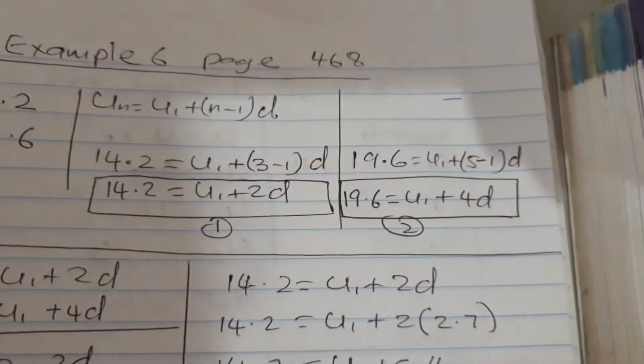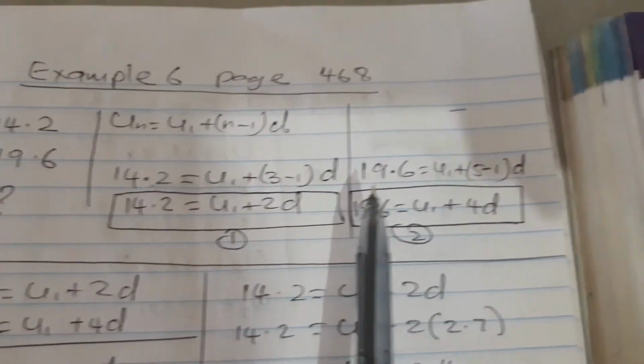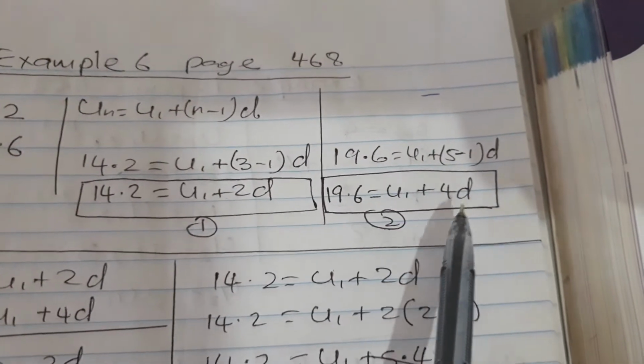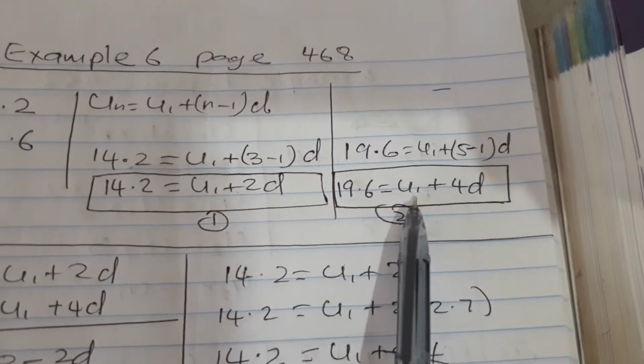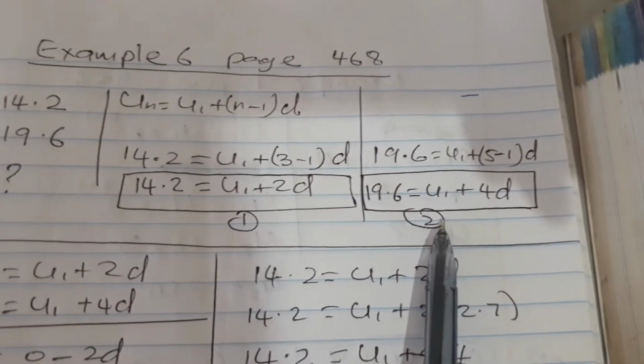Next, for the fifth term that I have, u5 is equal to 19.6. So 19.6 is equal to u1 plus 5 minus 1 into d. That simplifies to 19.6 is equal to u1 plus 4d. That's my first equation, that's my second equation.